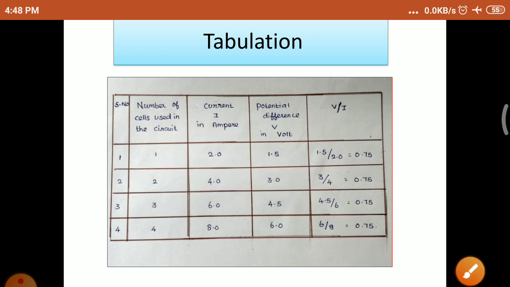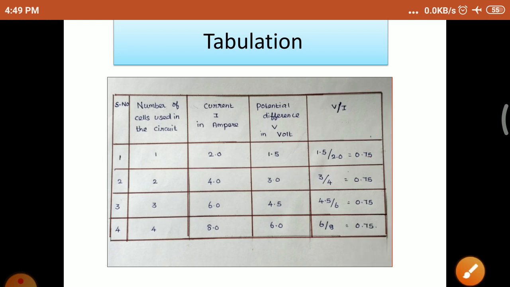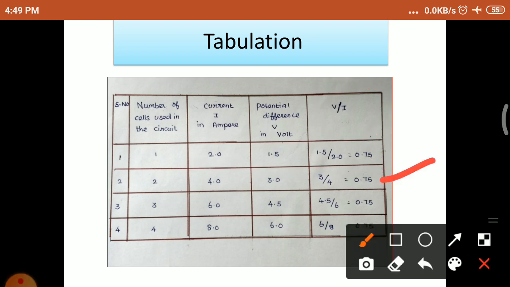Now I am going to calculate the value V by I. The aim of our activity is to calculate the ratio V by I for a conductor. In the first reading, V is 1.5 and I is 2. So 1.5 by 2 equals 0.75. In the second reading, the value of V is 3 and current is 4. So 3 by 4 equals 0.75. I calculated the third and fourth also.